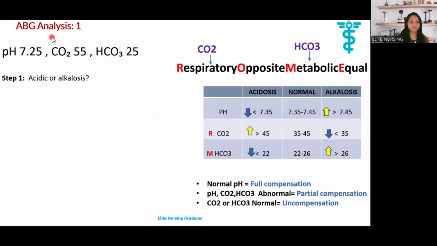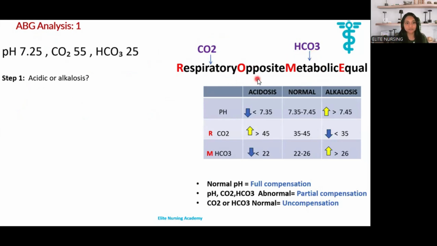Before we jump into ABG analysis, let me give you a little overview of which method we will use to decide whether this is respiratory or metabolic. We will use the ROME method: Respiratory Opposite, Metabolic Equal. Whenever you think about respiratory, connect that with CO2. And whenever you think about metabolic, connect that with HCO3.